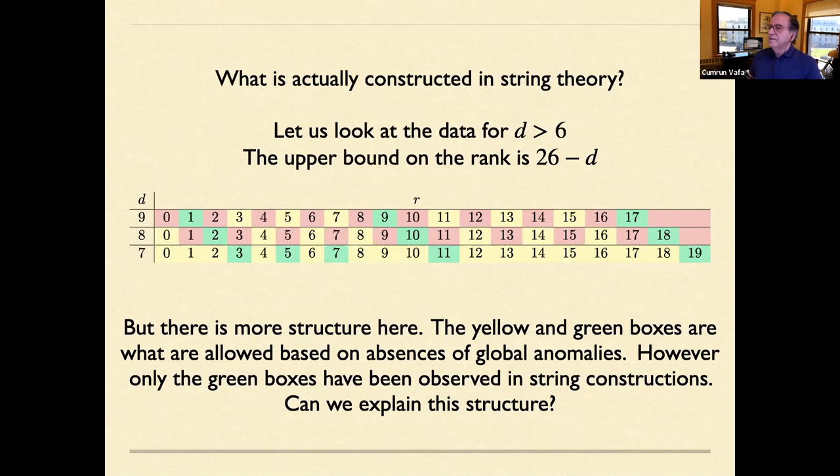The case 1 corresponds to compactification of M theory on the Klein bottle, and the rank 9 corresponds to the CHL string, for example. Similarly, in dimension 8, we have the ranks 2, 10, and 18, and in dimension 7, we have some funny ranks that have been realized, 3, 5, 7, 11, and 19, and we want to see if we can have a way to explain this extra structure.